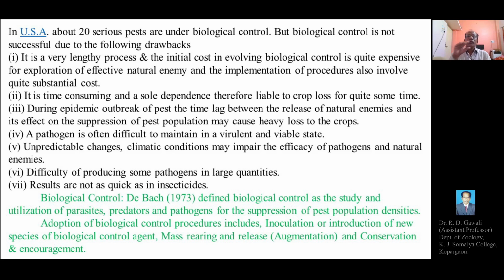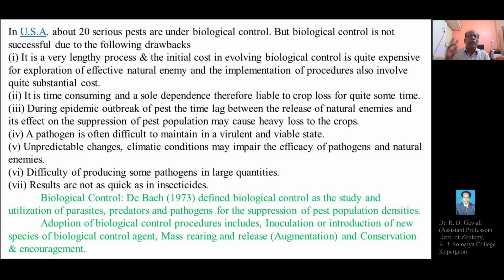Biological control is a lengthy process, and the initial cost in evolving biological control agents is quite expensive, for exploration of effective natural enemies or to grow the effective natural enemies, and the implementation of the procedures also involves quite substantial cost. So this requires a large amount of cost to find out, establish and use the natural enemies. So this requires much time and much cost.